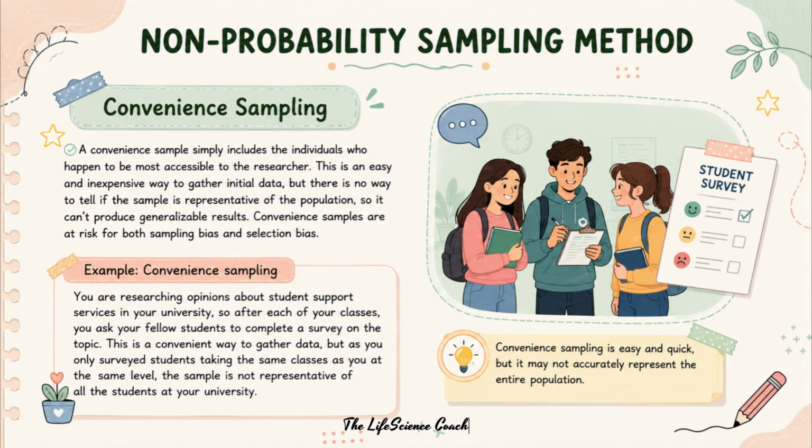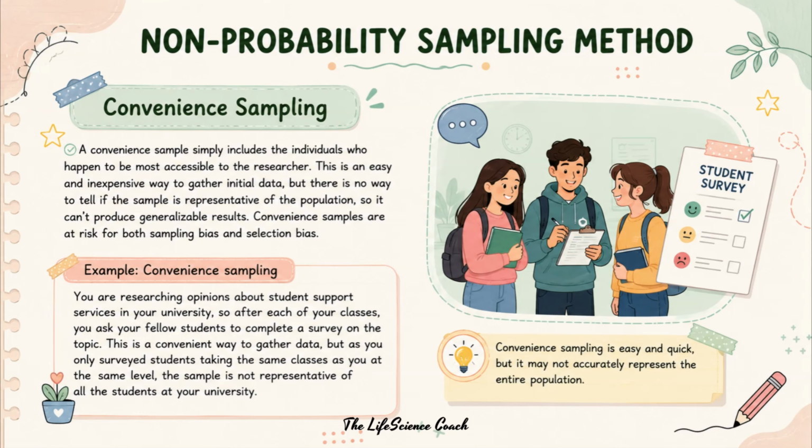In non-probability sampling, individuals are selected using non-random methods. Not everyone in the population has an equal chance of being selected. Features: easy and inexpensive, faster data collection, higher risk of bias, mostly used in qualitative research. Types of non-probability sampling. 1.